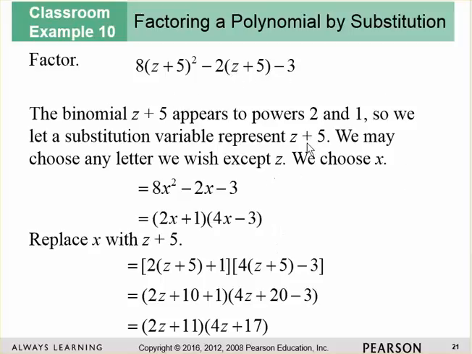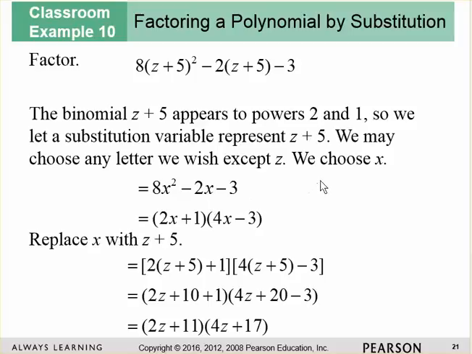They choose z. I take it back. So, no, we choose that. It says we may, excuse me, we may choose any letter we wish except z. Why not? Because z would make it confusing. So we choose x. So let x equal z plus 5. And then we rewrite this trinomial. So again, it's going to be 8 times x squared minus 2 times x minus 3.